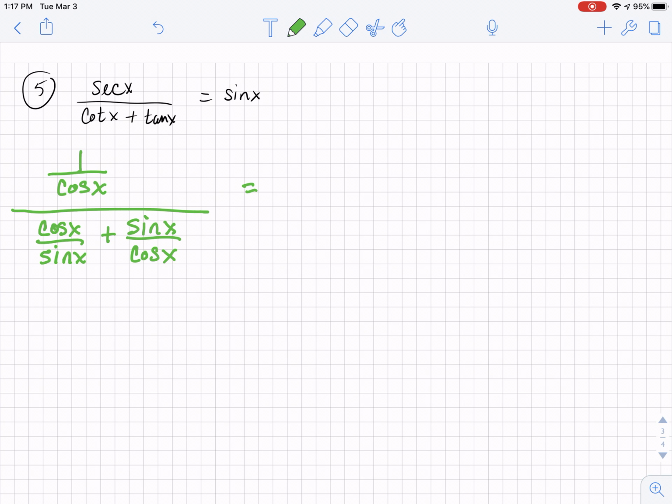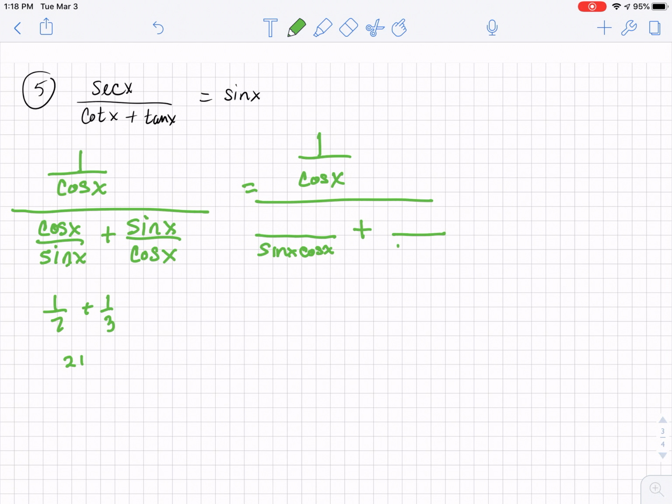From here, I'm going to rewrite the numerator, 1 over cosine x. The denominator, I need a common denominator. Well, what is my common denominator down there? I'm telling you, it would be like adding 1 over 7 plus 1 over 3. My common denominator is 21, so I'd have to, because I can only multiply them together. So in this case here, my common denominator is sine x cosine x, because I need a common denominator to add these two up.